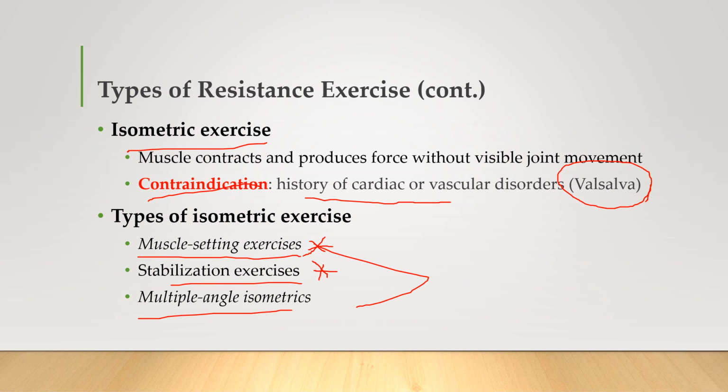And then we have multiple angled isometrics as well, which basically means we're taking a joint through portions of the range of motion and adding a little bit of isometric resistance in those movements, and then we increase it, add more resistance, increase that joint angle, add more resistance. So all of these can be really good for early phase rehab.